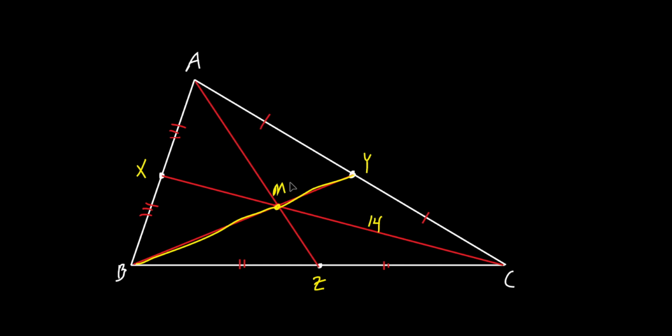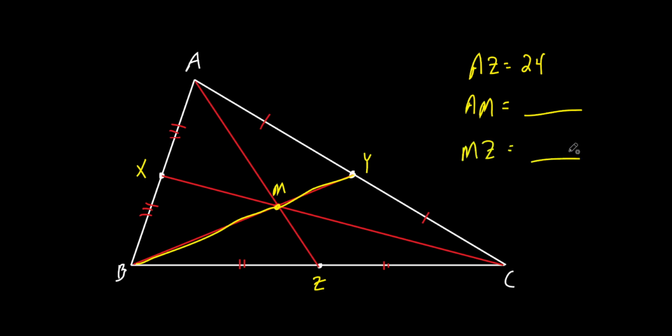What if I gave you this? A couple ways you could do this, but I'm just trying to figure out the easier way. What if I told you that AZ was equal to 24, and I asked you to find AM, and I asked you to find MZ. If you go 24 divided by 3, which one is that? It's MZ. 24 divided by 3 is 8. So MZ would be 8. What would AM be? 16.